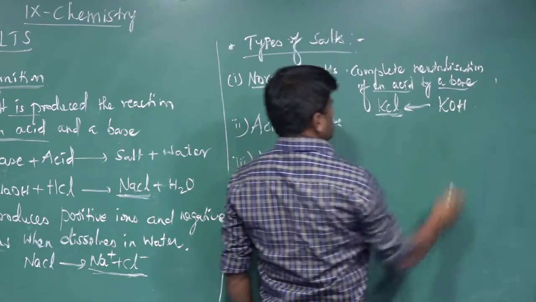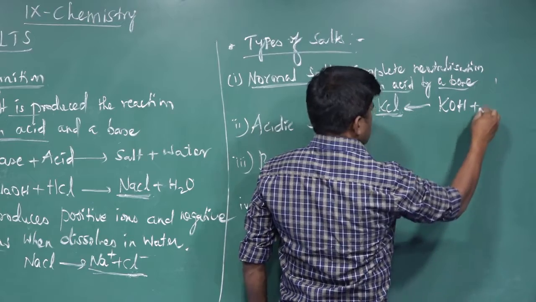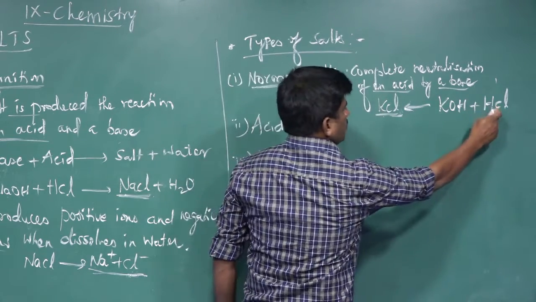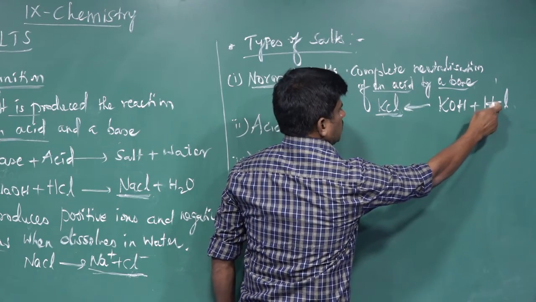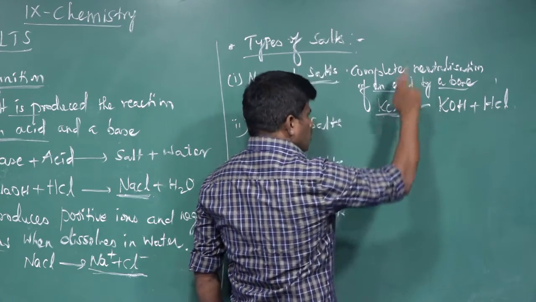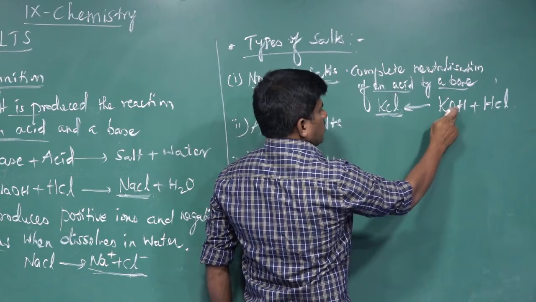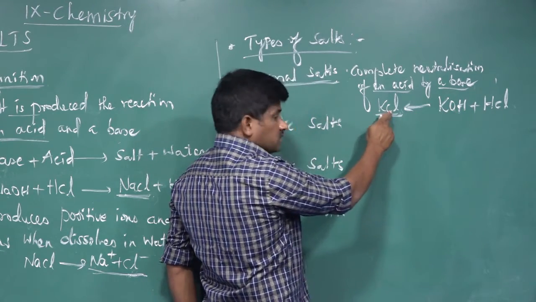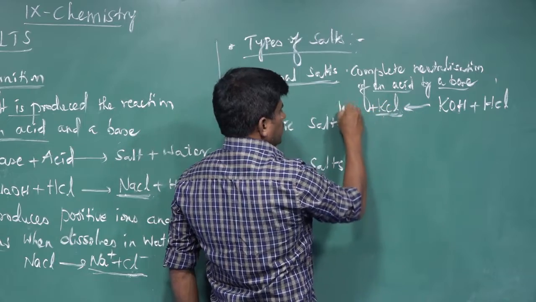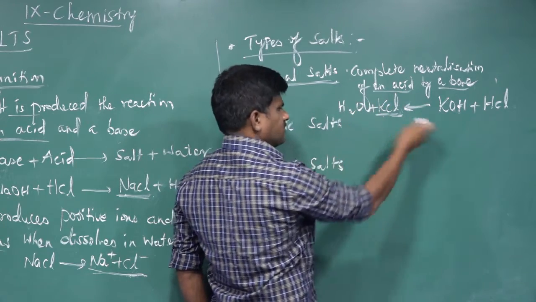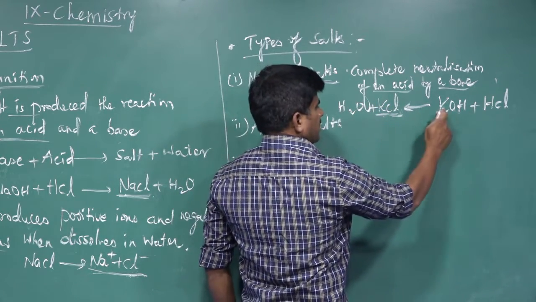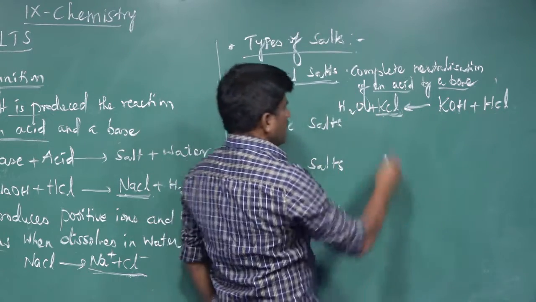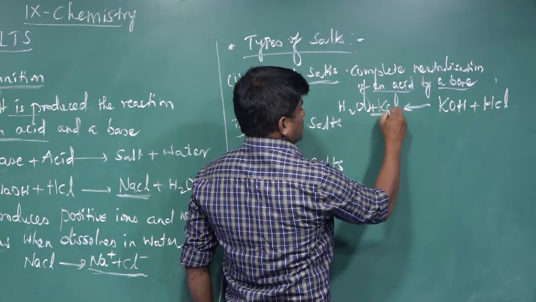This is the strong base. It reacted with the acid, that is hydrochloric acid. When strong acid is completely neutralized with the strong base, the product obtained is called potassium chloride. We know that the additional product is water. This reaction we can write as KOH plus HCl gives KCl plus H2O. So here KCl is the salt obtained.